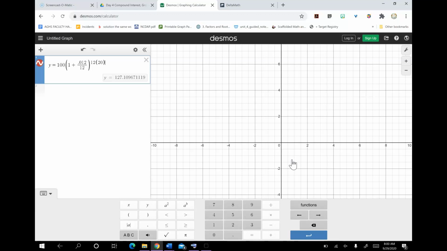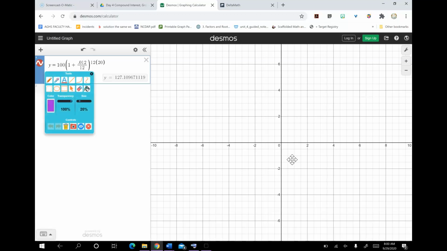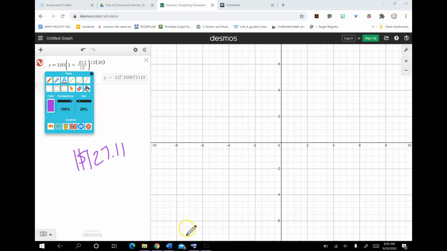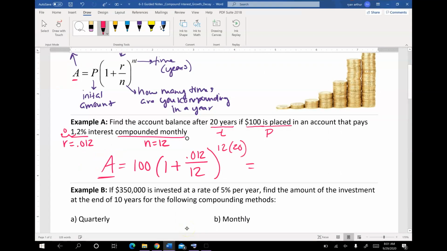So my answer here, it's money. So we're going to round to 2 decimal places. So my answer is going to be 127.11. So 127.11.